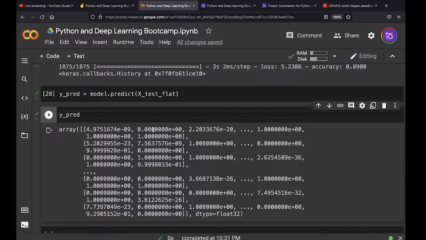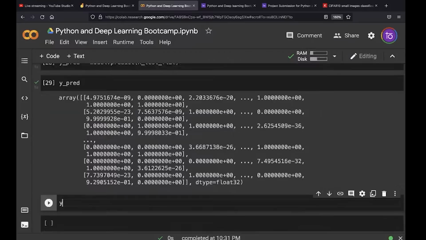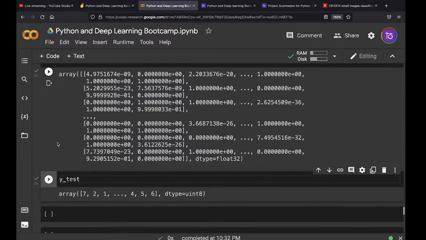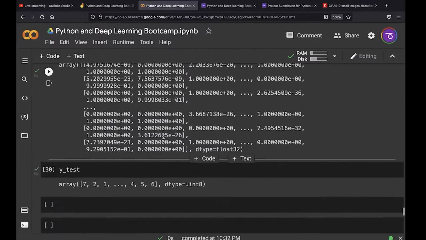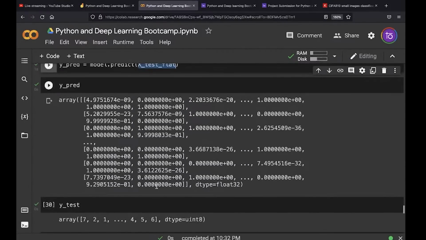Now we are going to evaluate the metrics, to test how efficient this is. Right? So now if I say y_test, if you see over here, this is your y_test and this is your predicted value of x_test_flat, right? So you can easily compare how our model has performed.